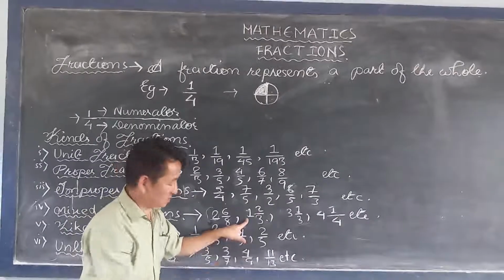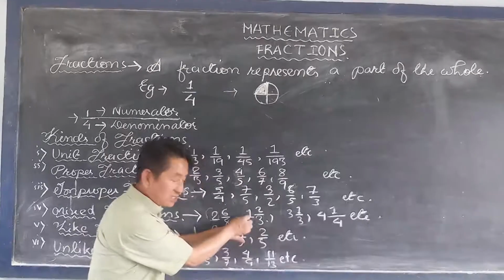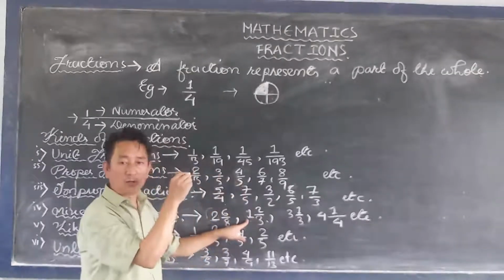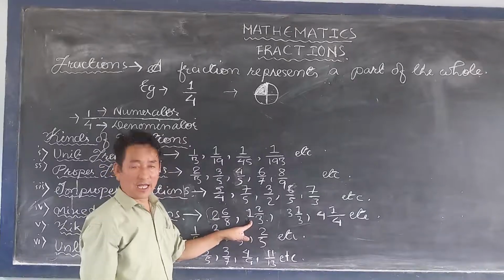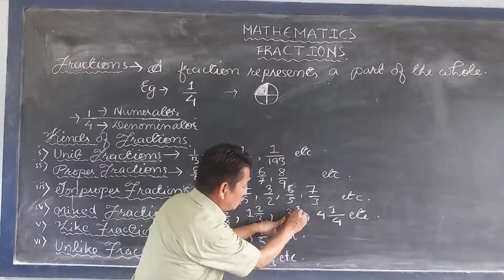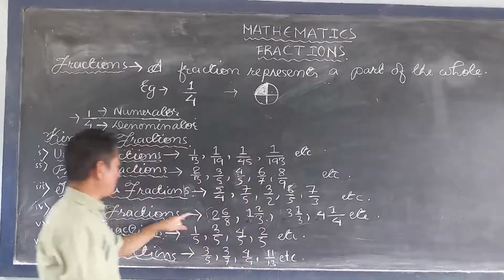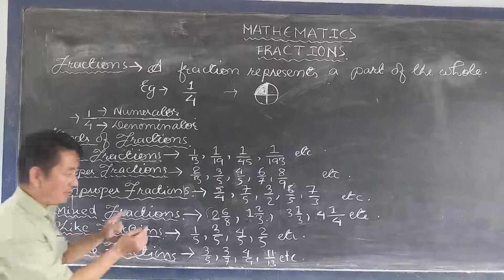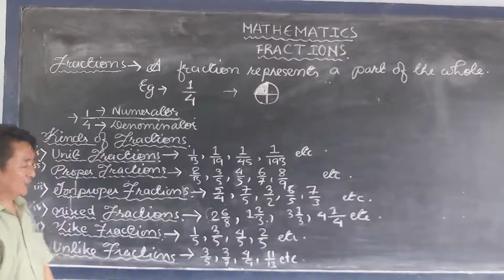As you can see next, 1 into 2 by 3. This fraction consists of a whole number and a proper fraction. See, 1 is a whole number and 2 by 3 is a proper fraction. Next, 3 into 1 by 3, 4 into 1 by 4, etc. are examples of mixed fraction, as they are made up of a whole number and a proper fraction.